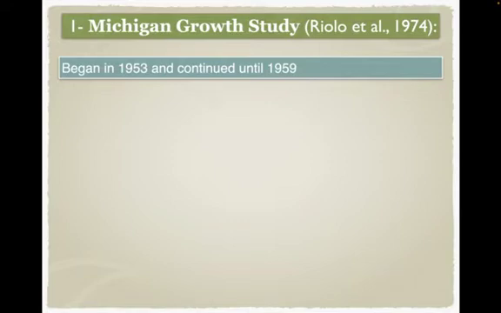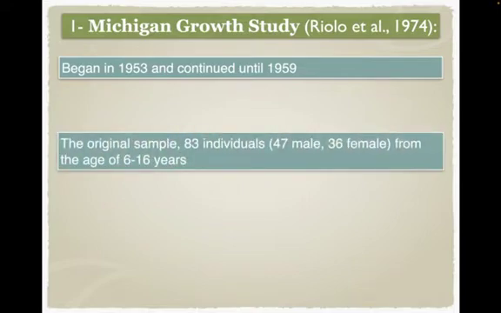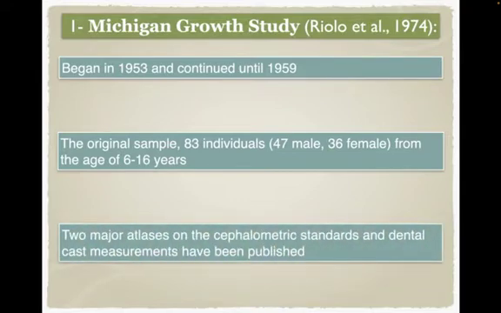The first study is the Mexican growth study, which took place from 1953 and continued until 1959. The original sample was 83 individuals, 47 males and 36 females, from the age of 6 to 16, and they followed them. They came up with two major atlases on the cephalometric standard and the dental cast measurement, and then published them. If you look carefully, this study is not really longitudinal. Maybe you can consider it a mixed longitudinal and cross-sectional type, because they did not follow them for 18 years.